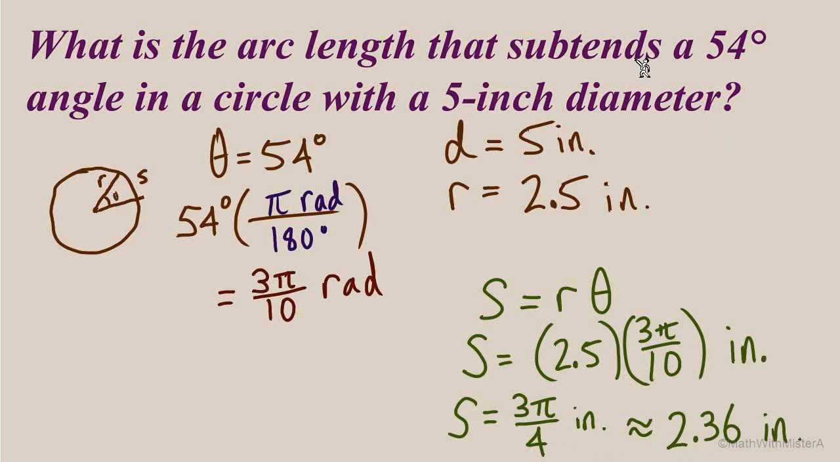Oh, lastly, we didn't mention the word subtends. It basically means opposite. So what is the arc length that is opposite of this angle, 54 degrees? Just to clear up that word right there.